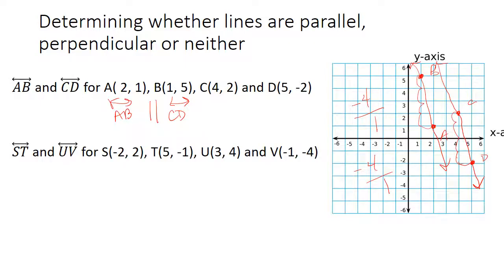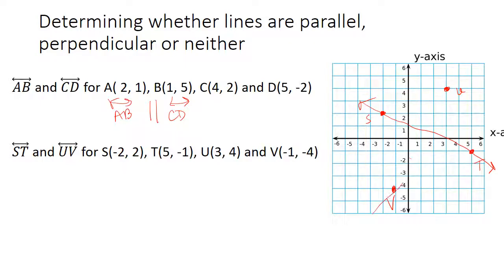I'm going to erase this and let's try another one. We are going to plot S, T, U, and V and see what we get here. S is at (-2, 2), so that would be right there. T is at (5, -1). We're going to draw a line in between them. And then U is at (3, 4), so that's going to be there. And V is at (-1, -4).